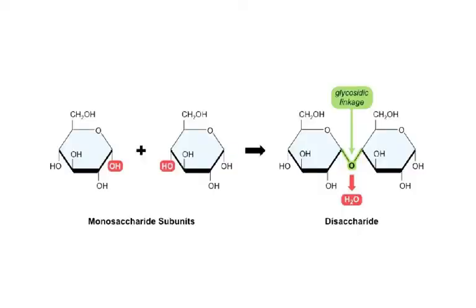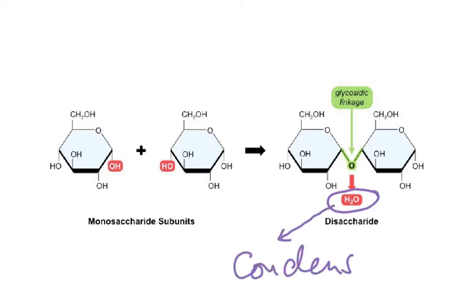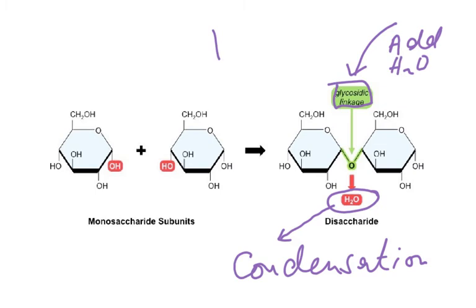Now you can see how two glucose units will be joined together and a water molecule exits, and this is called condensation. This is a condensation reaction because water exits and it condenses. This bond is called a glycosidic linkage. But if you want to break this bond, then we'll have to add water. And when we add water, that is called hydrolysis.